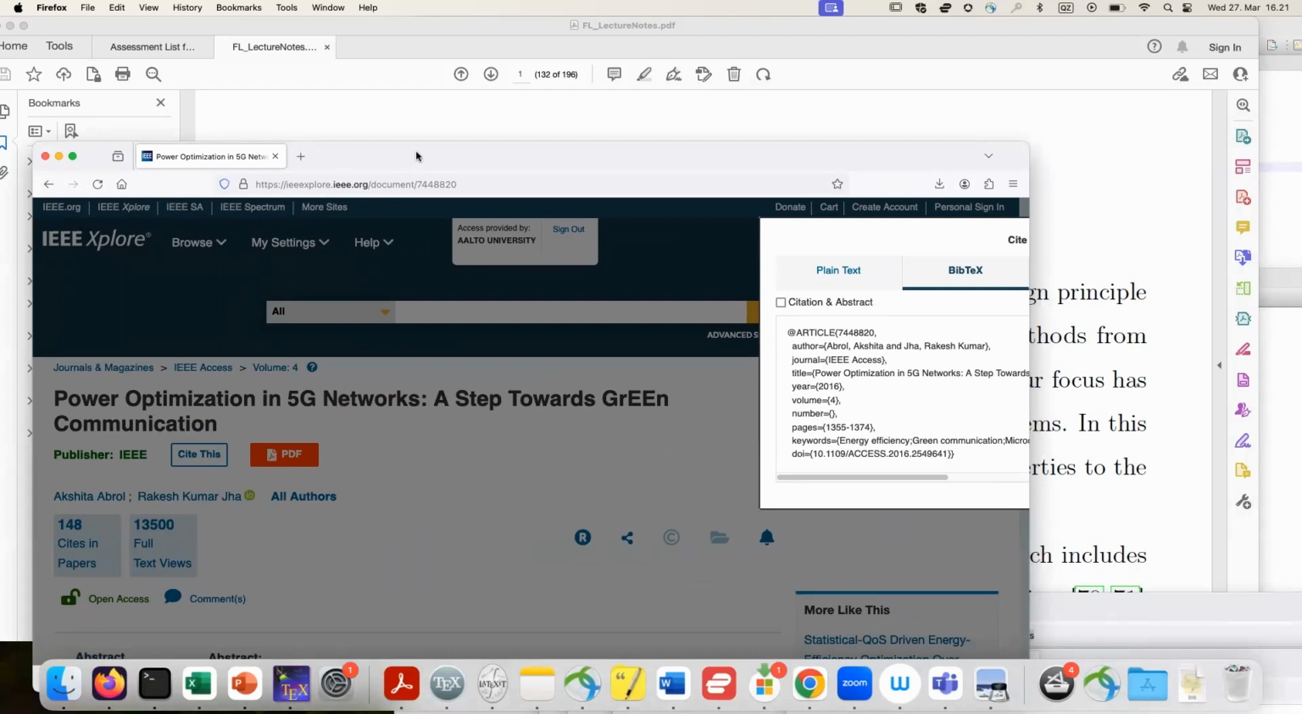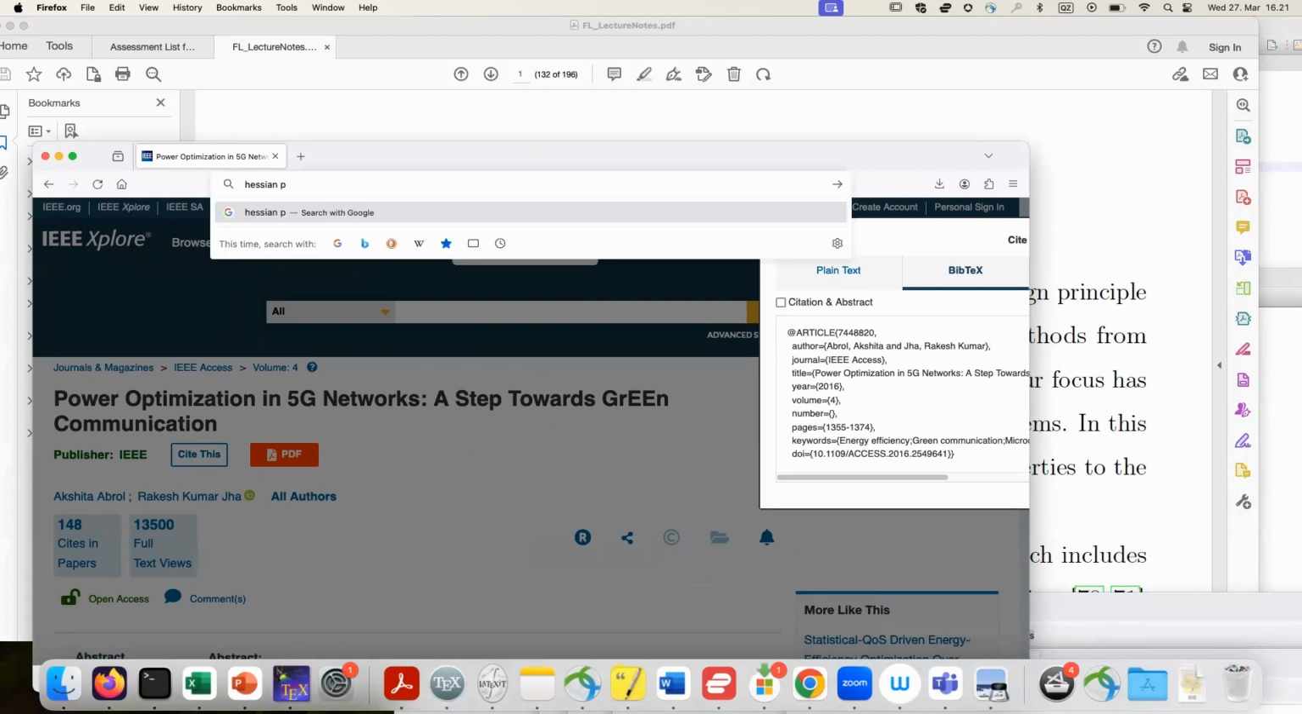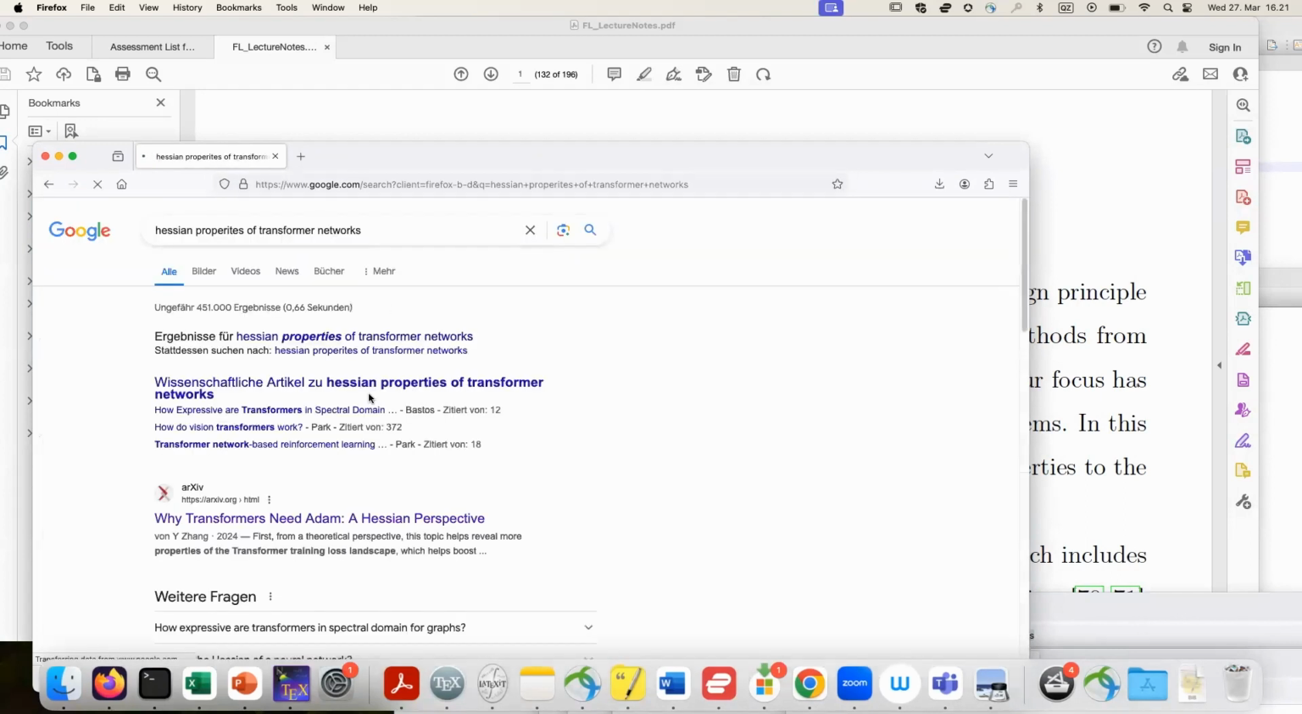What is used in ChatGPT? What structure? Transformer networks. So let's see if we are lucky. Hessian properties of transformer networks. Of course, I have tested this stunt before.